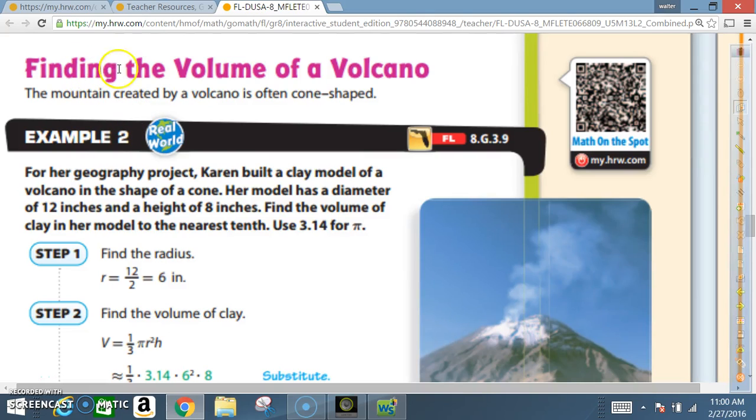Okay, here we go. Finding the volume of a volcano. The mountain created by a volcano is often cone-shaped. Example 2. For her geography project, Karen built a clay model of a volcano in the shape of a cone. Her model has a diameter of 12 inches and a height of 8 inches. Find the volume of the clay in her model to the nearest tenth. Use 3.14 for pi.